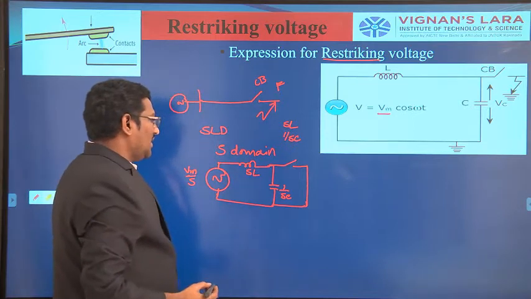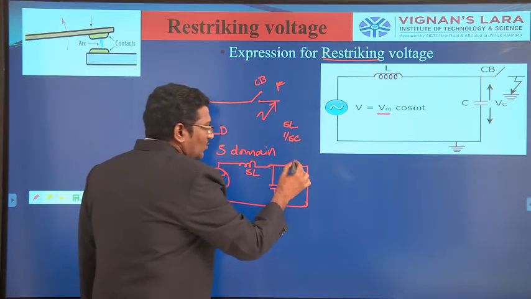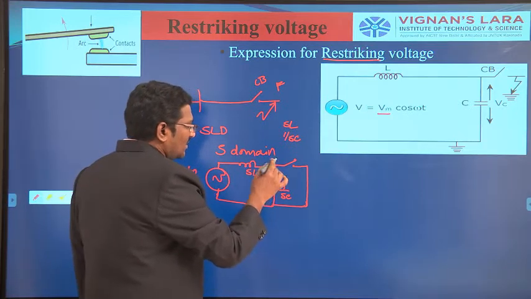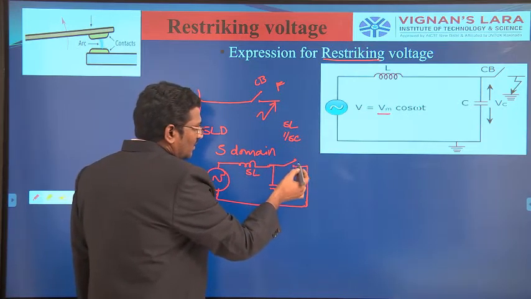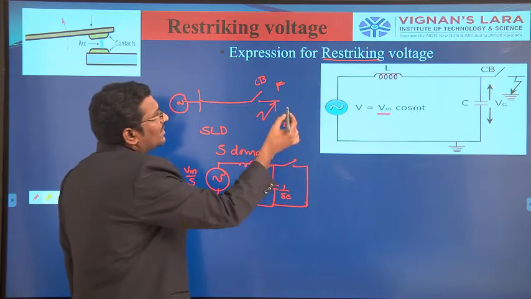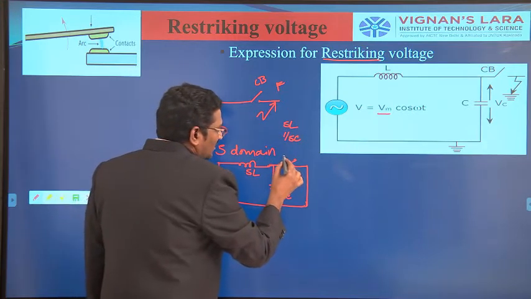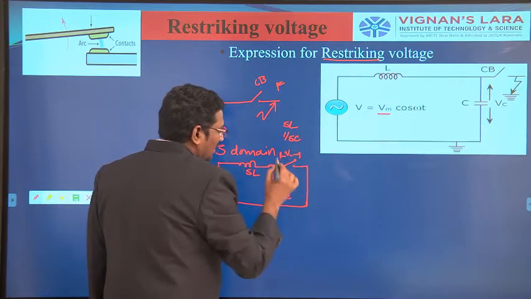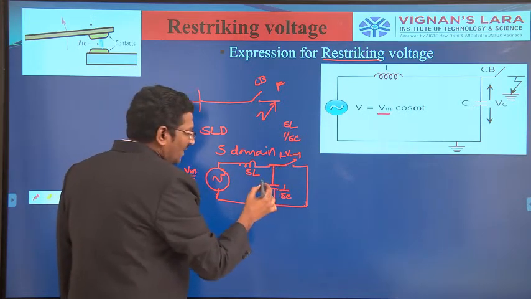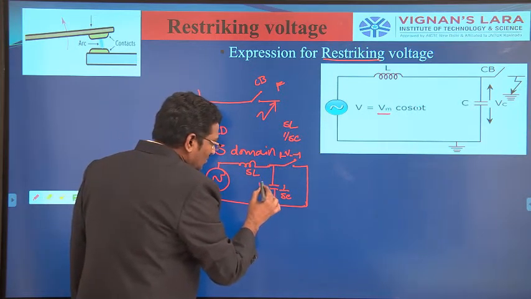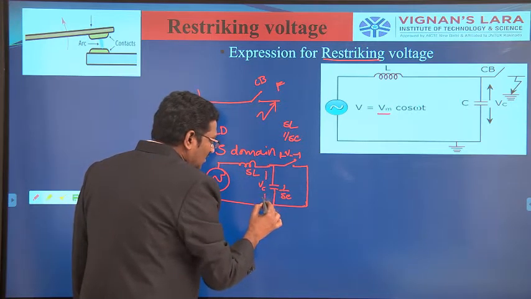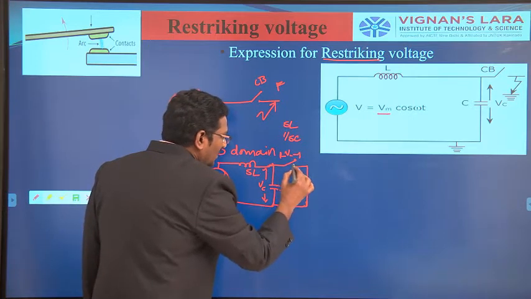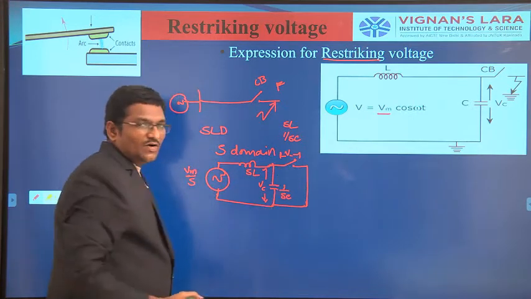Now, when a circuit breaker is open, there is no current. So here the restriking voltage is nothing but the voltage that appears across the circuit breaker contacts. That means if you find the voltage across a capacitor, this voltage appears across the circuit breaker contacts. Therefore that is called the restriking voltage.